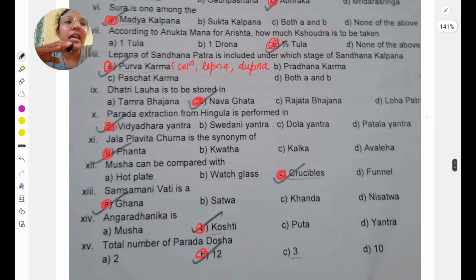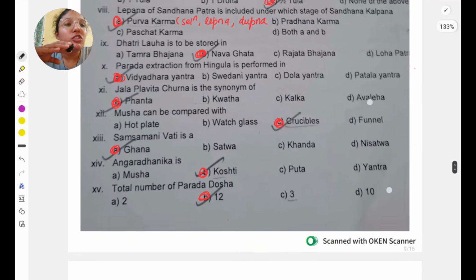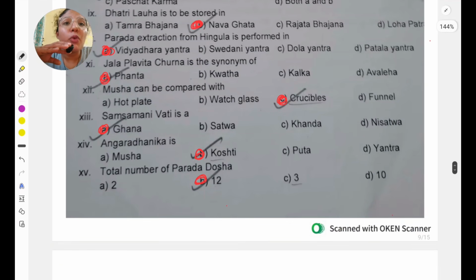Lepana for Sandhana Patra is included under which stage? Sandhana Kalpana has 3 stages: Purva Karma, Pradhana Karma, Paschat Karma. In Purva Karma we have to select the Patra, Lepana is done, Dhupana is done, and in Pradhana Karma mainly we have to keep it undisturbed for the fermentation time. Dhatri Rasa is to be stored in a Navagata, meaning a new pot.